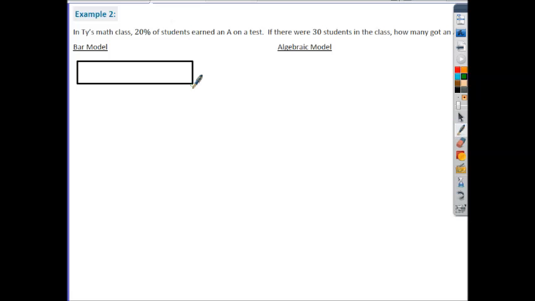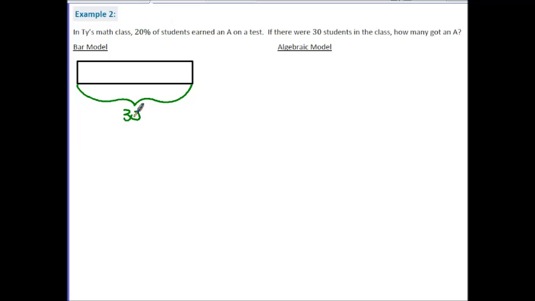So that tells me that the value of this entire bar is 30. Now what I'm trying to find is 20% of the students. So if I want to find 20%, I need to know how many 20s are in 100. If we take 100 and divide it by 20, we would get 5. So that's going to tell me to break my bar into 5 pieces. When I divide it into 5 pieces, that tells me that each one of these pieces represents 20% of the bar.